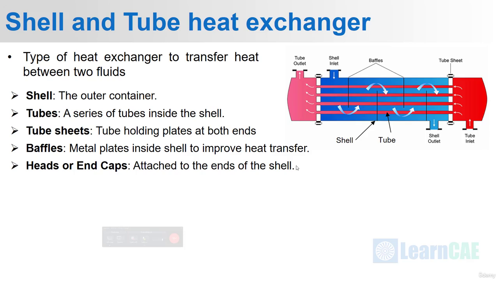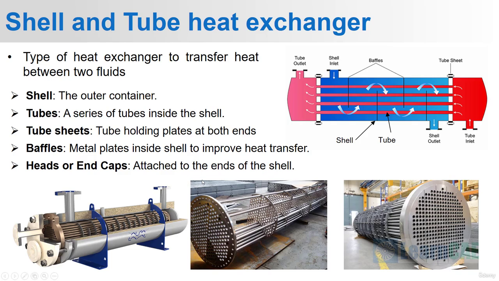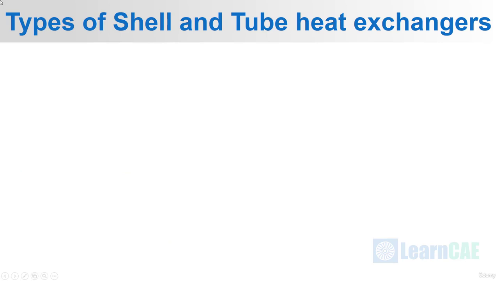Okay, with this introduction we shall see some of the industrial shell and tube heat exchangers. Some images are given here. The size and number of tubes vary depending on the level of application. The more the number of tubes, the more the surface area and the higher the heat transfer rate. Following this, we will see the types of shell and tube heat exchangers.